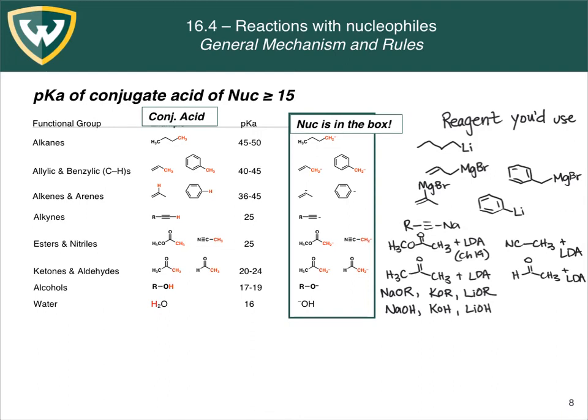And then if you want to use an alkoxide as your nucleophile, typically you would start with either the sodium, potassium, or lithium alkoxide, often in a solution of the alcohol. And then finally, for hydroxide as a nucleophile, you can use NaOH, KOH, or lithium hydroxide. Often that depends on the solubility in the solvent you're going to use.